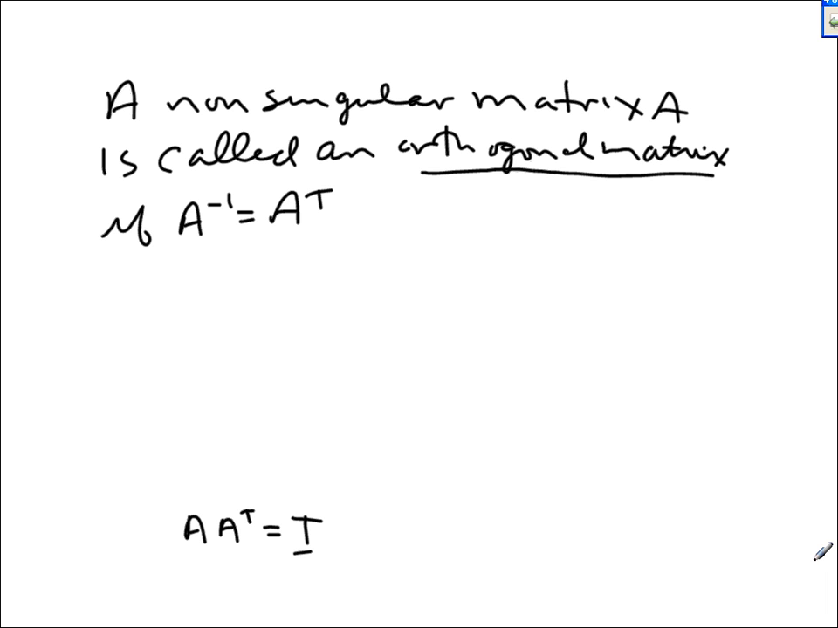Why do they say a non-singular matrix A? Because if you are singular, you can't have an inverse. And if you don't have an inverse, what are the chances that A inverse is going to equal A transpose? A inverse can only possibly be A transpose if A inverse exists.